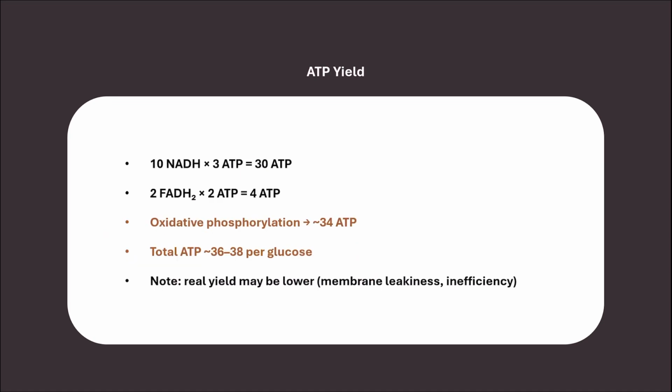For each NADH, you get 3 ATP. For each FADH2, you get 2 ATP. That's 10 times 3, which is 30 ATP, plus 2 times 2, which is 4 ATP. So we get 34 ATP from oxidative phosphorylation. Add in the 4 ATP from earlier, and you get a theoretical total of 38 per glucose. Though in real life, it's usually a little less due to inefficiency.